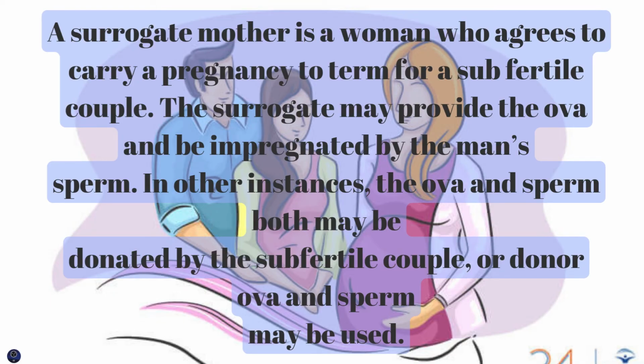A surrogate mother is a woman who agrees to carry a pregnancy to term for a subfertile couple. The surrogate may provide the ova and be impregnated by the man's sperm. In other instances, the ova and sperm both may be donated by the subfertile couple or donor ova and sperm.